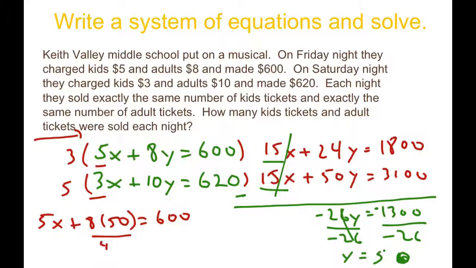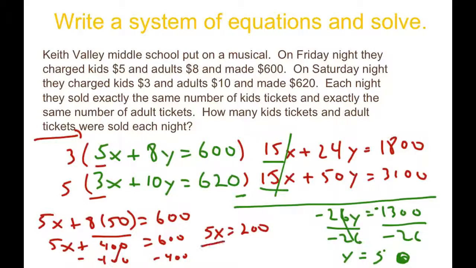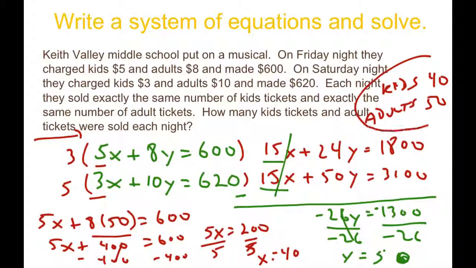8 times 50 is 400. So 5x plus 400 equals 600. Subtract 400 on both sides. That cancels. 5x equals 200. Divide by 5 on both sides. And x equals 40. So how many kids' tickets, how many adult tickets? Kids, we sold 40. Adults, we sold 50 each night.